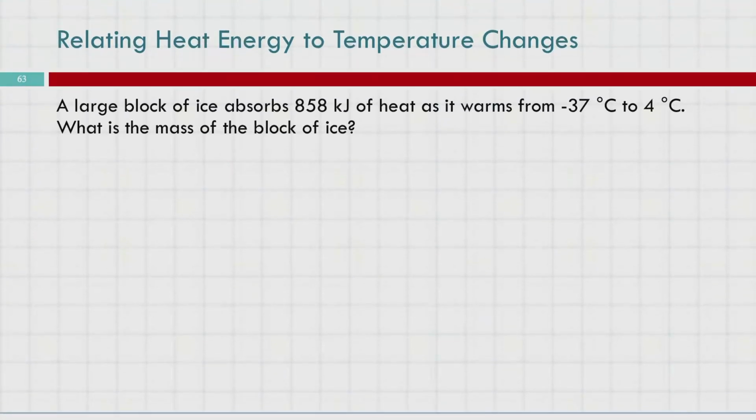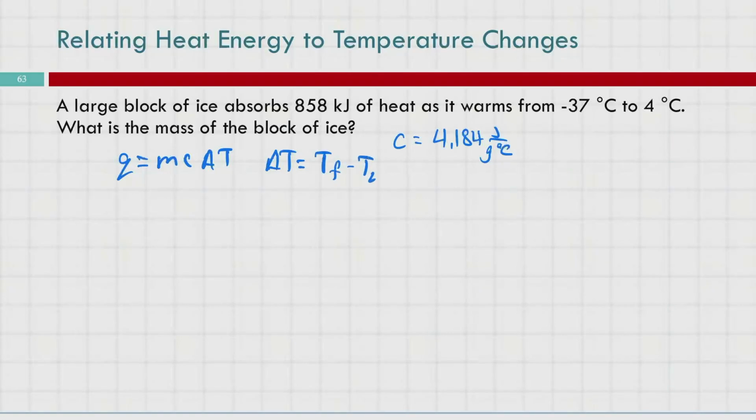Ice. A large block of ice absorbs 858 kilojoules of heat as it warms from negative 37 degrees Celsius to 4 degrees Celsius. What is the mass of the block of ice? I'll give you the C value: 4.184 joules per gram degrees Celsius. Q equals mC delta T. Delta T equals Tf minus Ti. Give it a shot.